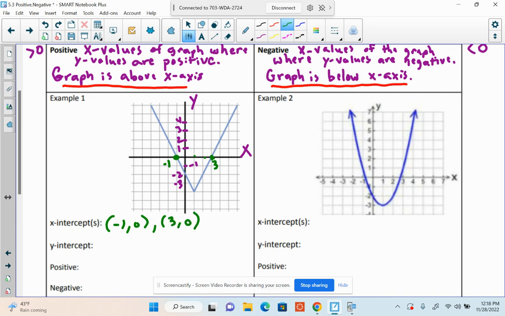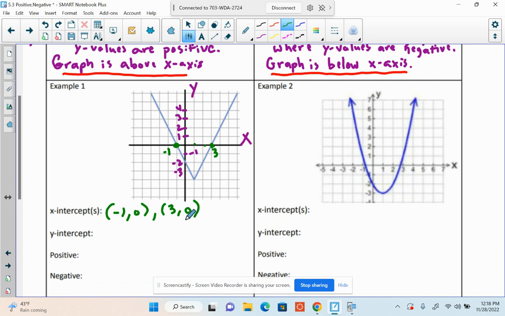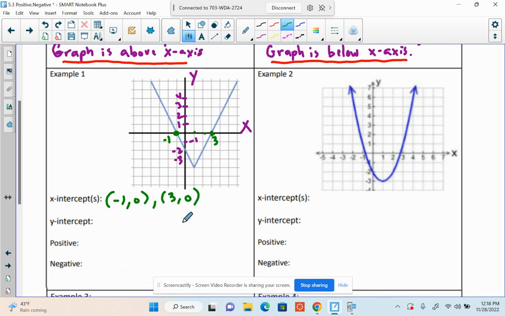And then we have a y-intercept. Now those x-intercepts are going to help us find intervals where the graph is positive or negative. The y-intercept isn't going to help us so much. The y-intercept is right here at 0, -2. Now we're going to identify intervals where the function is positive and intervals where the function is negative. We have to do both. Notice we're doing both. So let's do both of those.